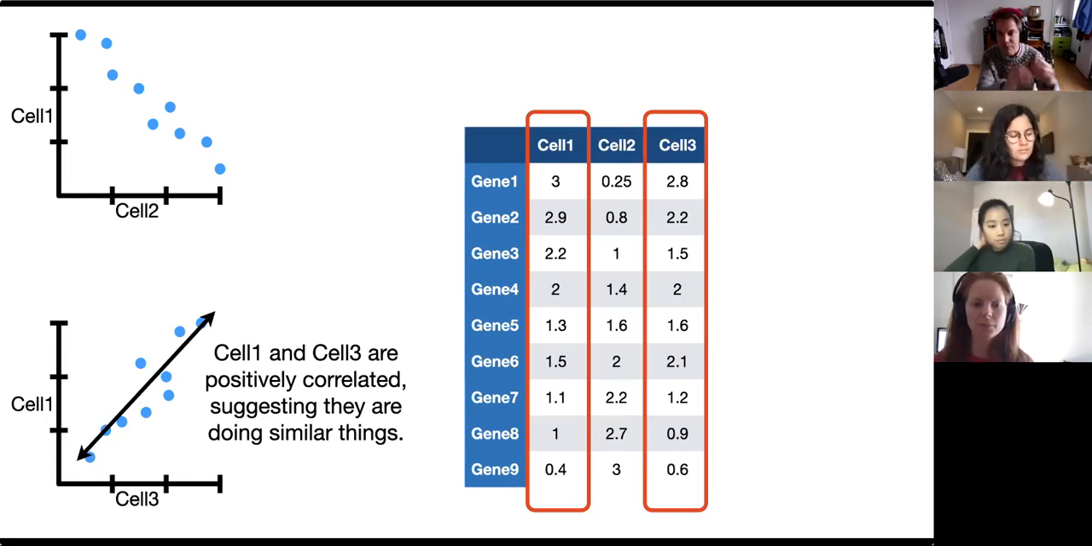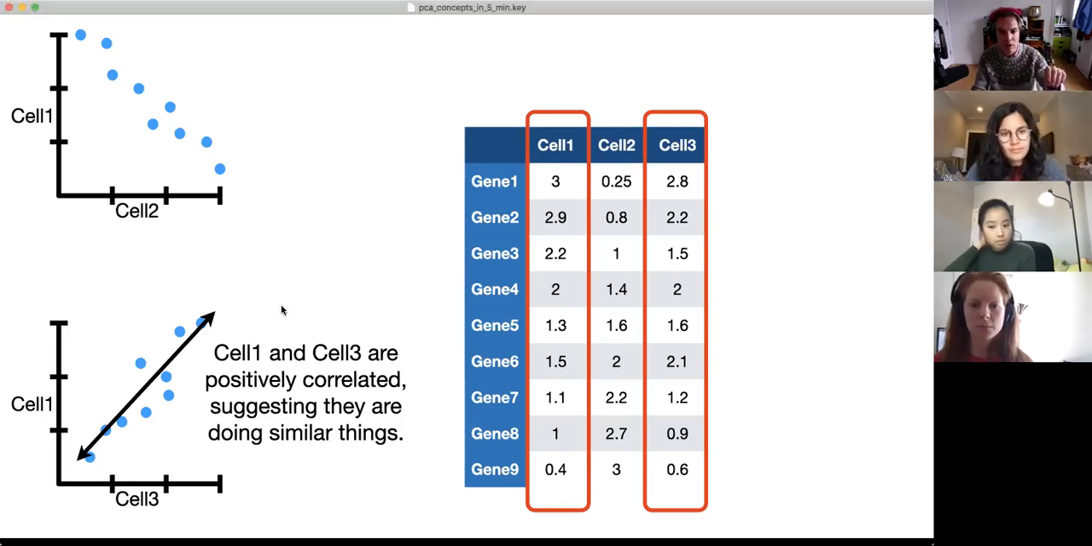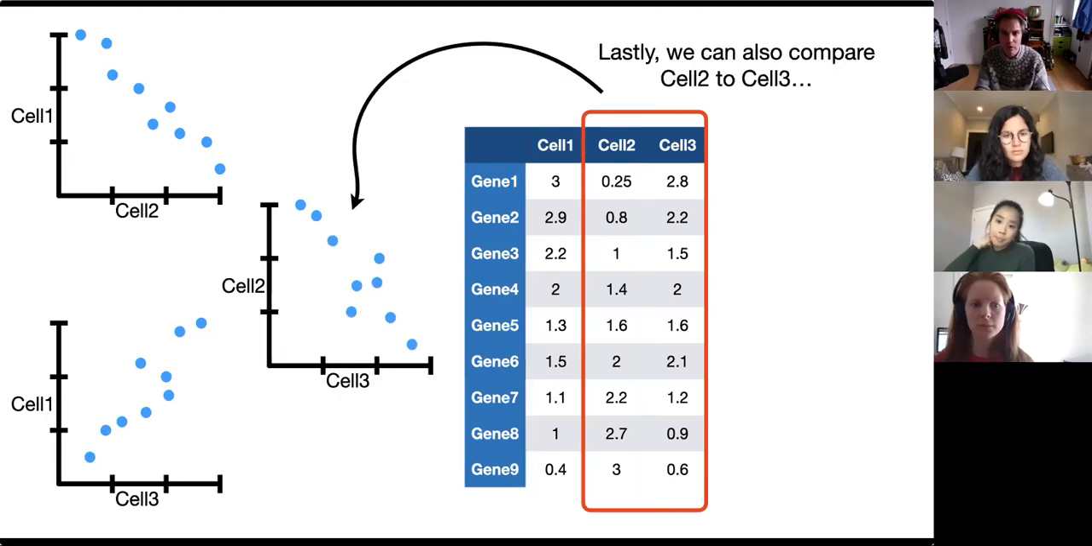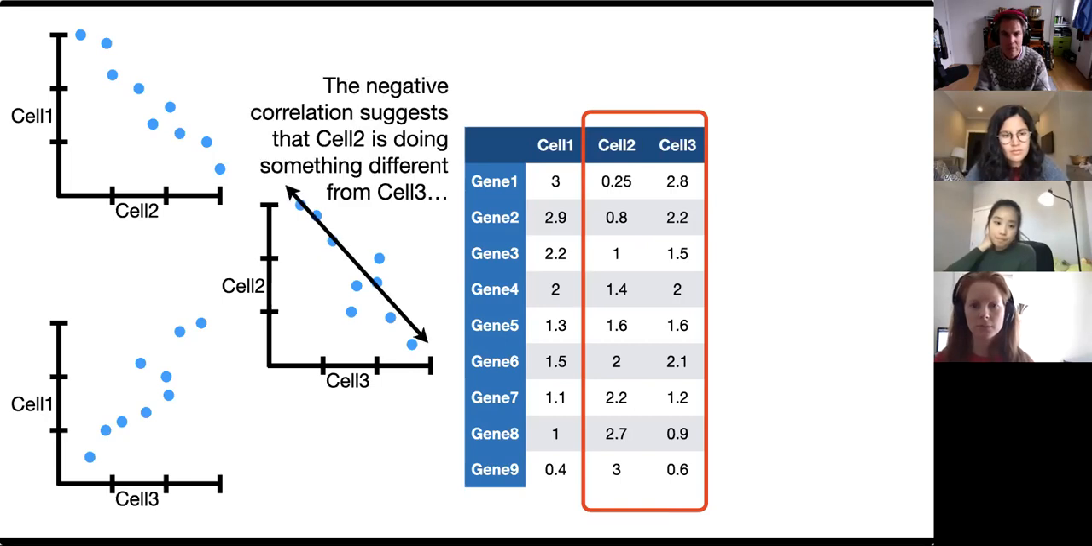That means the same gene doing a little amount of work in cell 1 is also just doing a little amount of work in cell 3. Meanwhile, out here in the upper right-hand corner, we've got a gene that's highly expressed in cell 1 and highly expressed in cell 3. So in both cells, the genes are kind of doing the same thing. Lastly, we can also compare cell 2 and cell 3. And the negative correlation suggests that cell 2 is doing something different from cell 3.